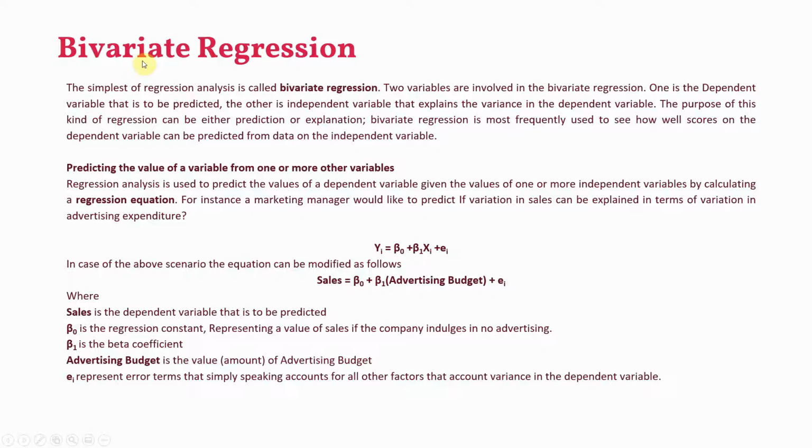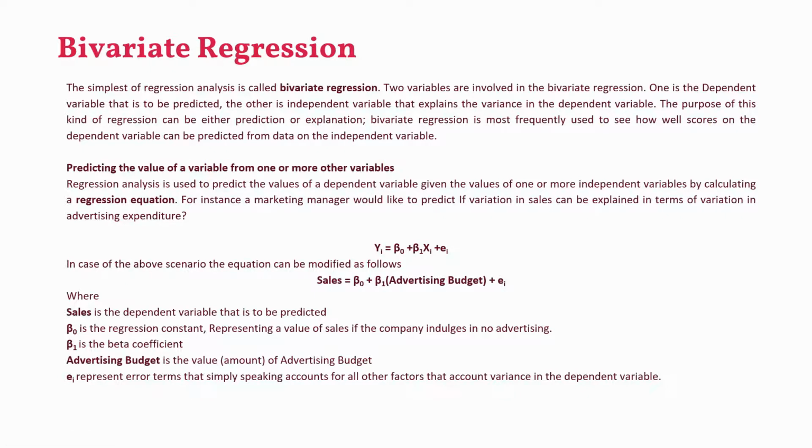So what is bivariate regression? This is the simplest regression analysis. This involves two variables. One is the dependent variable and one is the independent variable. The purpose is prediction or explanation. Bivariate regression is most frequently used to see how well the scores on the dependent variable can be predicted from an independent variable. That is, predicting the value of one variable from the other variable.